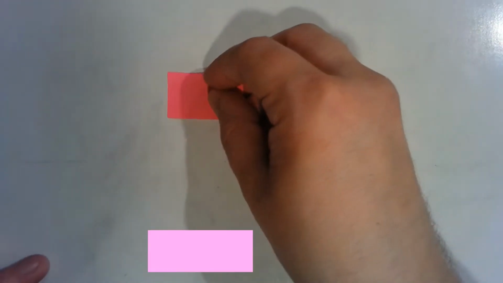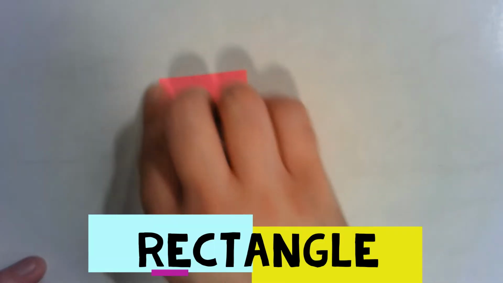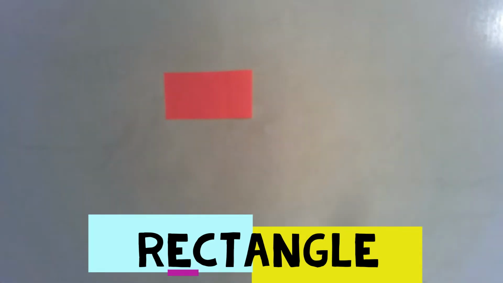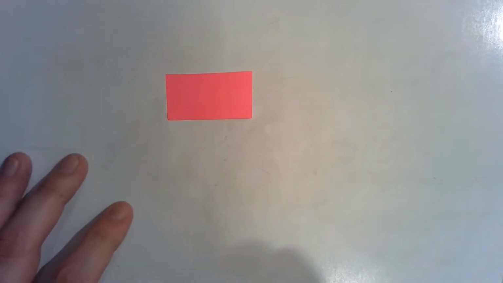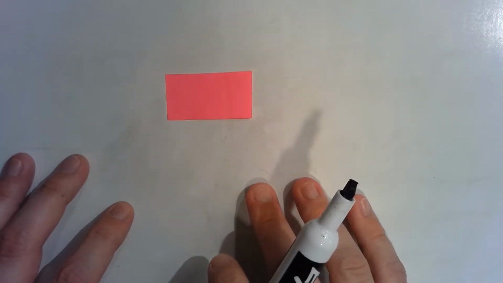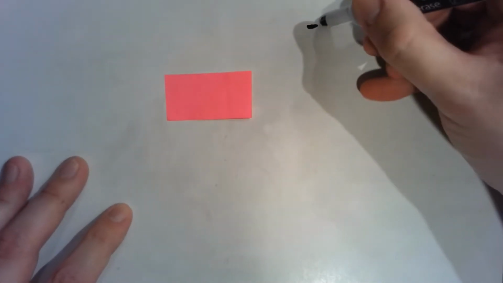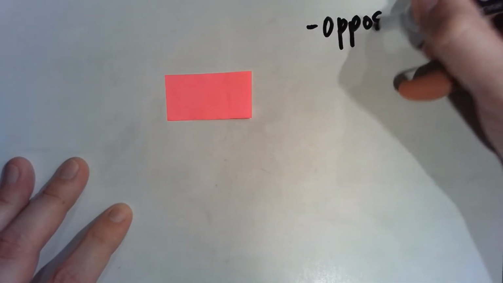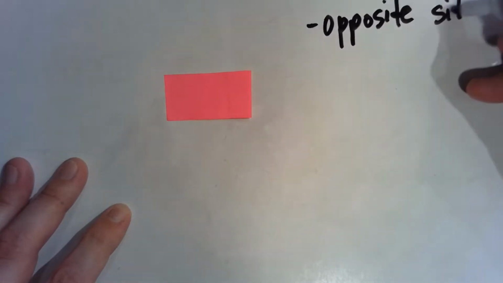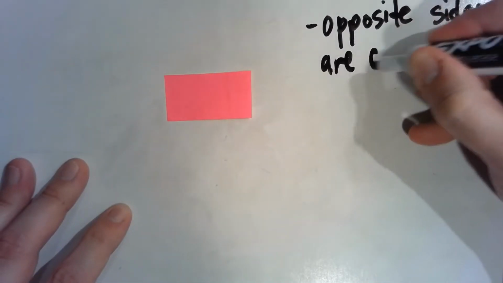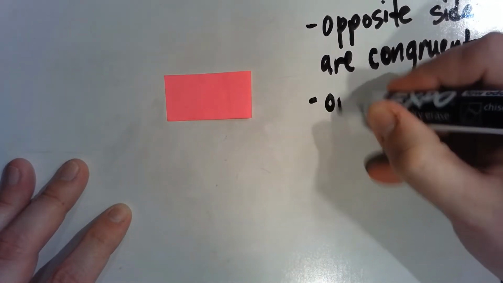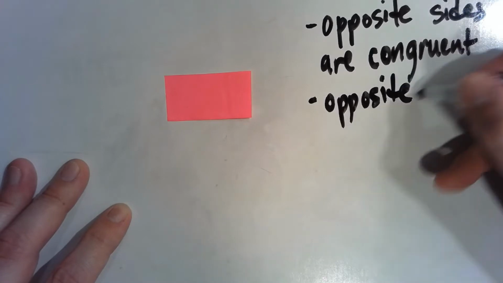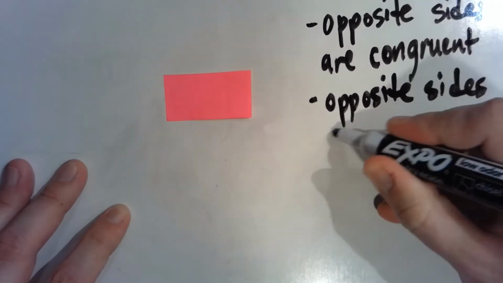All right, here we are. Our rectangle is once again a four-sided shape. 1, 2, 3, 4. It also has four angles. Makes it a quadrilateral, quad meaning four. What we notice here is that opposite sides are congruent, or the same, and also opposite sides are parallel.